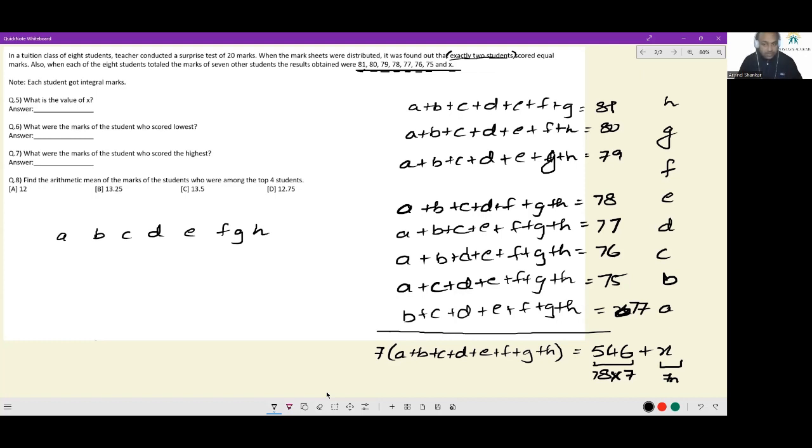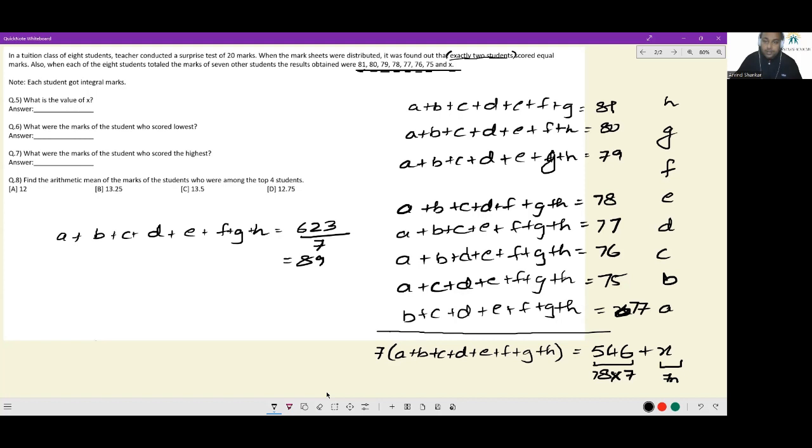And as soon as we arrive at this, can we also get to the conclusion that the summation of these 8 will be equal to 623? 546 plus 77 is 623. And this whole thing divided by 7 is equal to 89. The sum of scores of all 8 kids is 89.